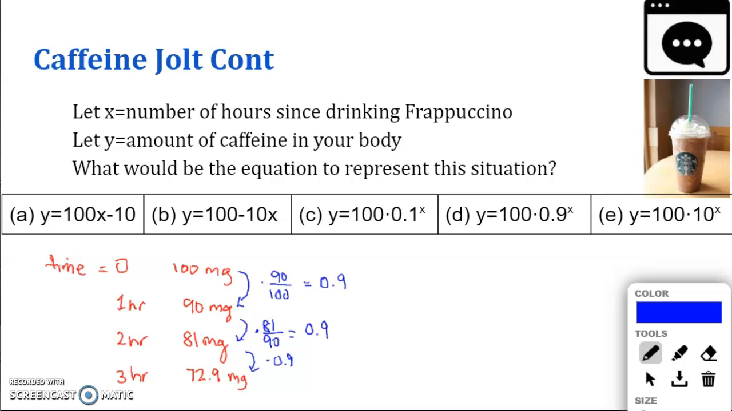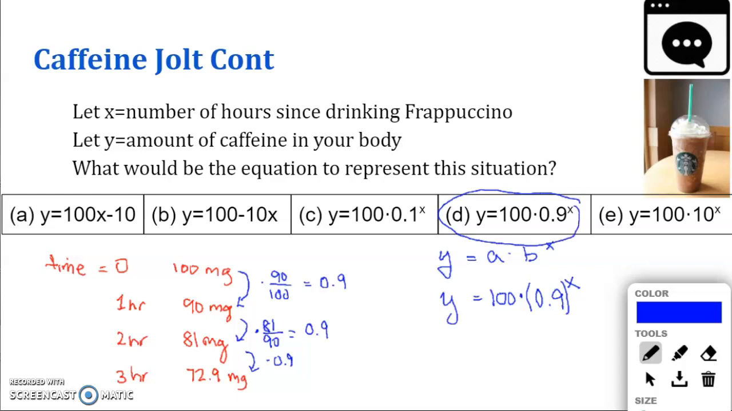So this is an exponential decay function. Remember we said that the equation was going to be y is equal to a times b to the power of x, where a is the initial value. What is the initial value? That's going to be 100. What is the multiplier? We're multiplying by 0.9 to the power of x, where x is the time. So the equation is going to be 100 times 0.9 to the x. That's a decimal here, and that is going to be D.